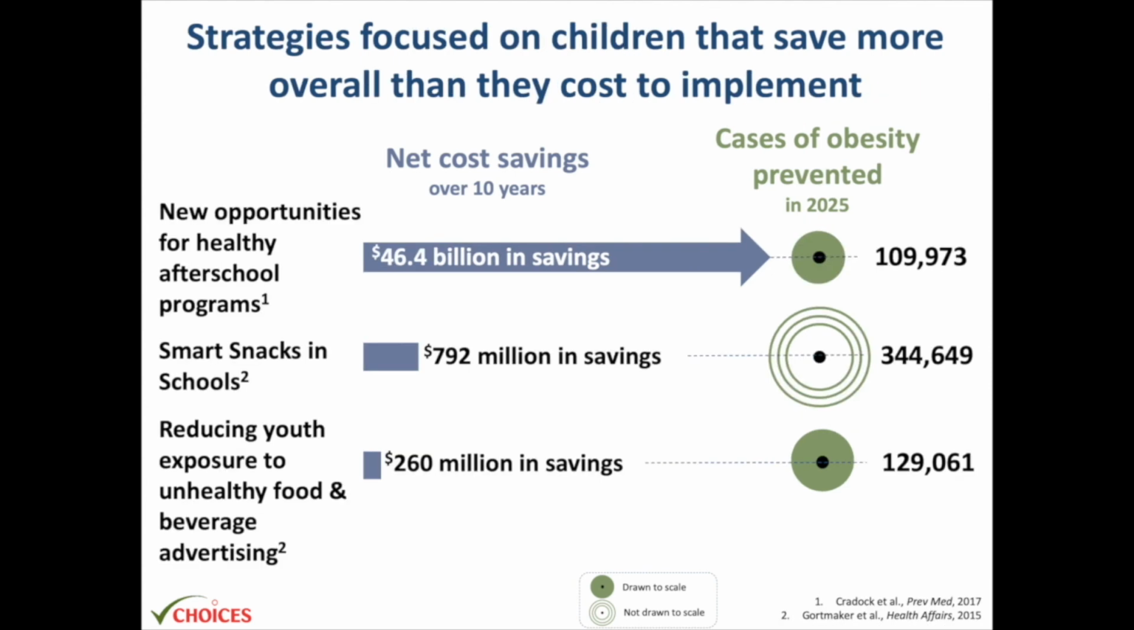Some strategies that only focus on children still save more than they cost to implement. It's usually not because we are averting many healthcare costs, but because of implementation cost offsets. So for example, Smart Snacks, which sets nutrition standards for all foods and beverages sold in schools, would save parents money because they wouldn't be having to provide their own food for kids.